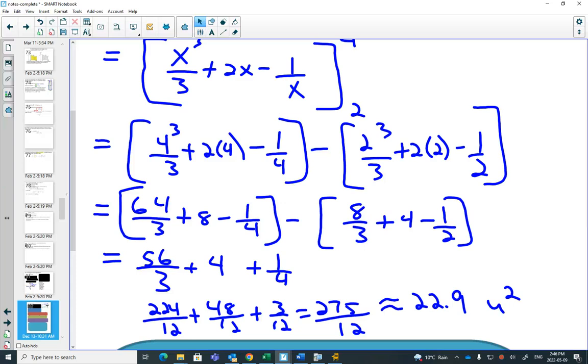And I just have units squared there. You wouldn't need the units squared, but we're talking about area, so it is a question. Sometimes these questions will have units involved.